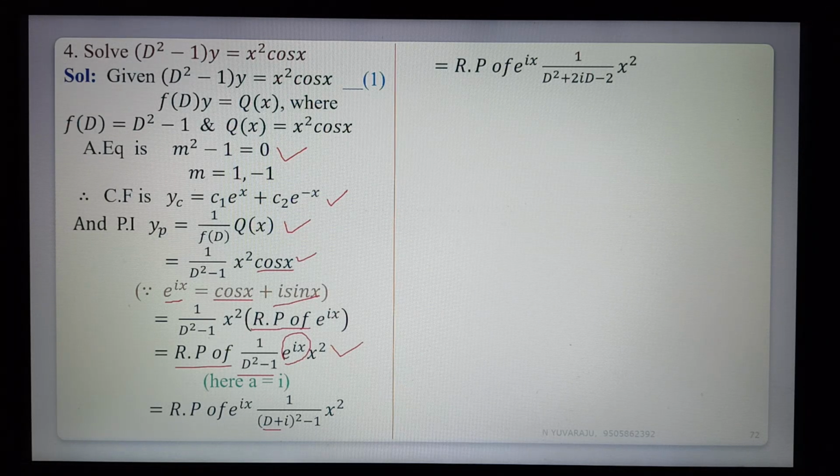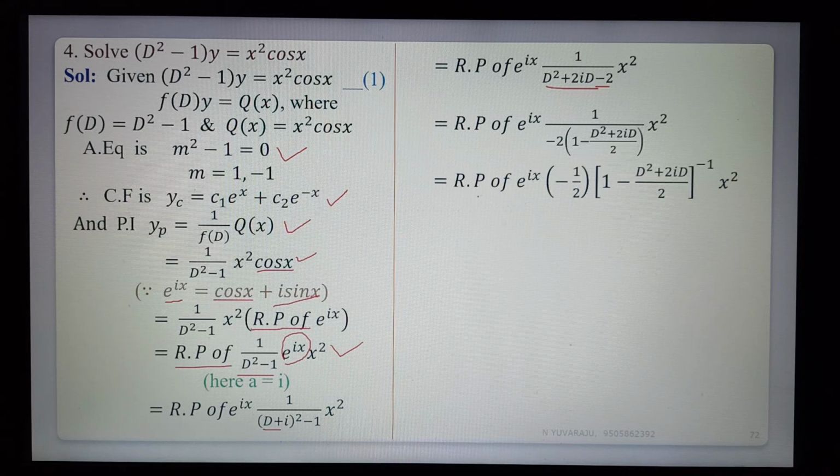So which form here? Again 1 by f of D into x power k, so using type 3. So take out the lowest degree term, minus 2. Minus 2 is the common. So real part of e power ix by minus 2 into, minus common, 1 minus (D square plus 2iD) by 2 into x square.